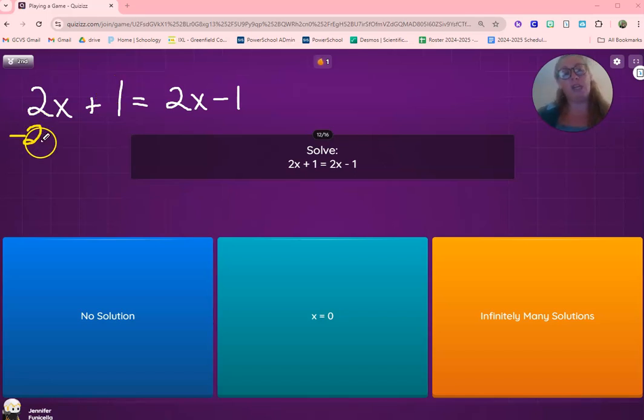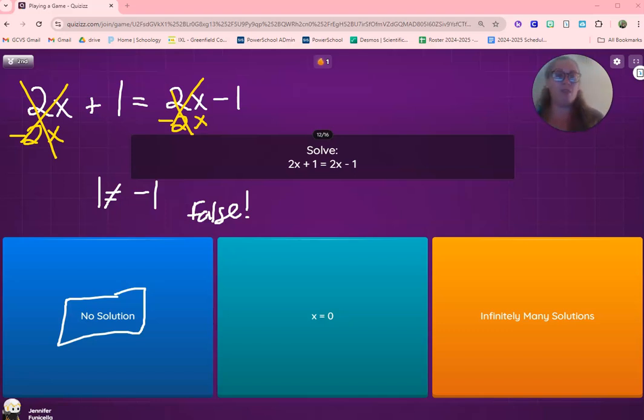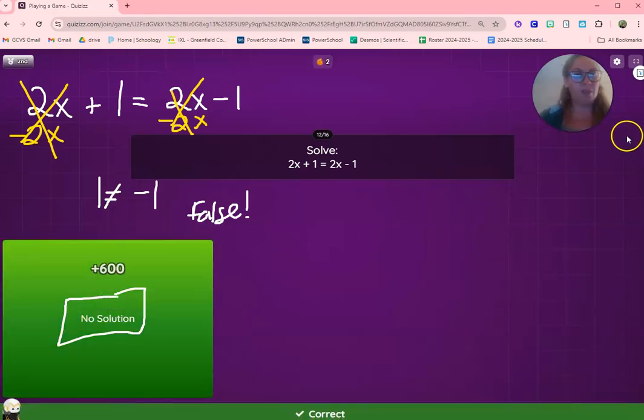So when we cancel out a negative 2x on both sides, we're left with this equation of 1 equals negative 1. This is obviously false, and because it's false, that is no solution. These points will have no solution. So you can select no solution. Beautiful.